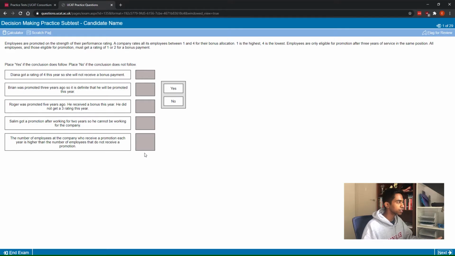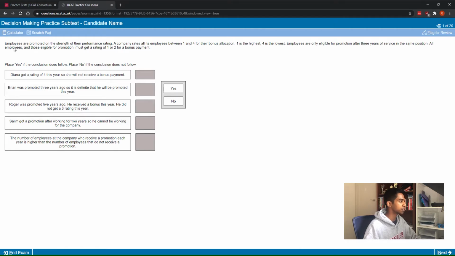So this question type is in general very time consuming, so it takes a lot longer to do these questions than it does some of the other questions in the Decision Making Subtest. And also these questions are worth 2 marks each. So if you get all 5 correct, you get the full 2 marks. If you get 1 wrong, you get 1 mark. And if you get 2 wrong, you get 0 marks. So because of that, it's really important that you want to get all 5 correct, because just getting one of these yes or no's wrong will mean that you lose 50% of the marks for this question.